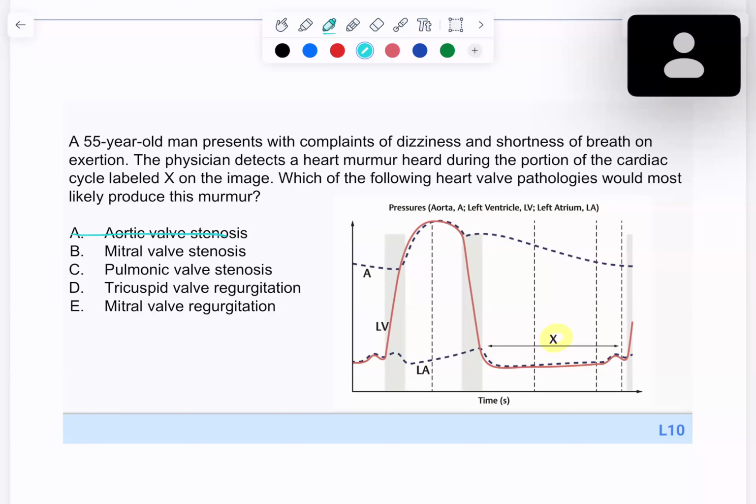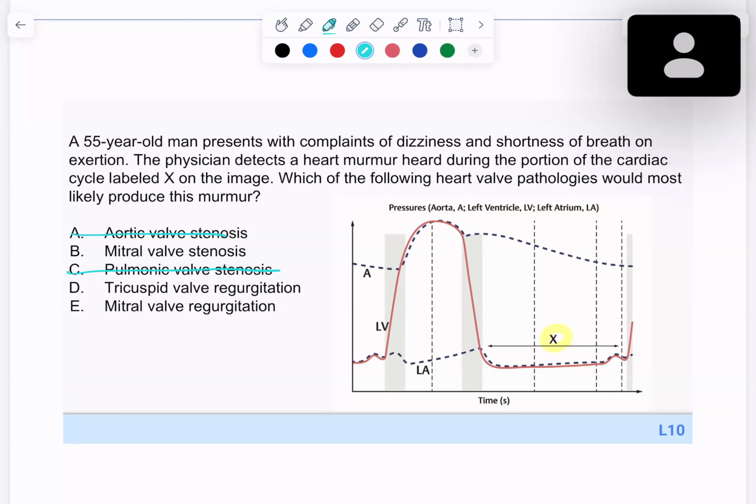Good. B, mitral valve stenosis. But before we go on to B, look at C. C is a pulmonic valve stenosis. I'll treat it the same as I treat the aortic valve stenosis, since blood goes through both of them during systole. And so these two are out. Now, back to B, mitral valve stenosis. Is this a diastolic murmur or systolic murmur? Diastolic. Great. Why is it diastolic?